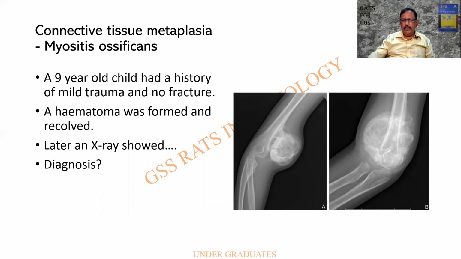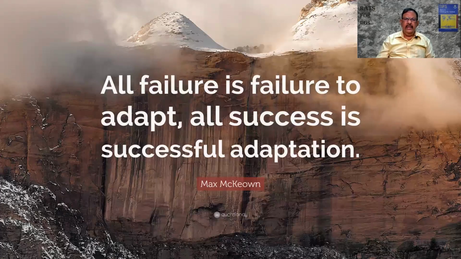I hope you people have all got an entire list. If metaplasia is asked as a question, you should mention the definition, what are all the causes, what are all the types, epithelial metaplasia, connective tissue metaplasia, and finally, this is a quote I would like to finish it with. All failure is failure to adapt. All success is successful adaptation. A nice quote. Thank you.